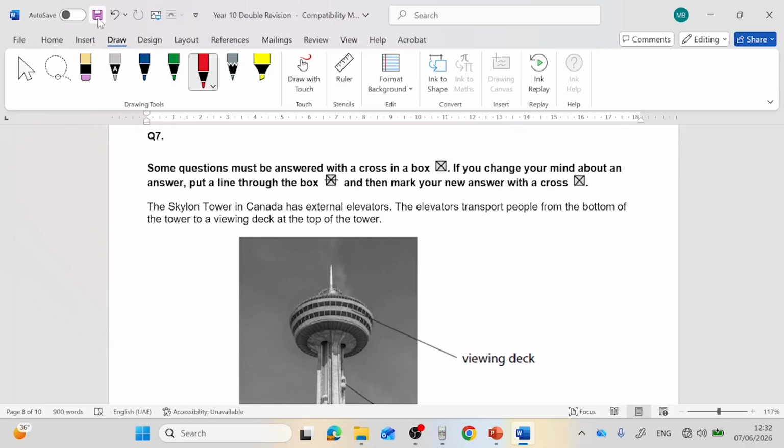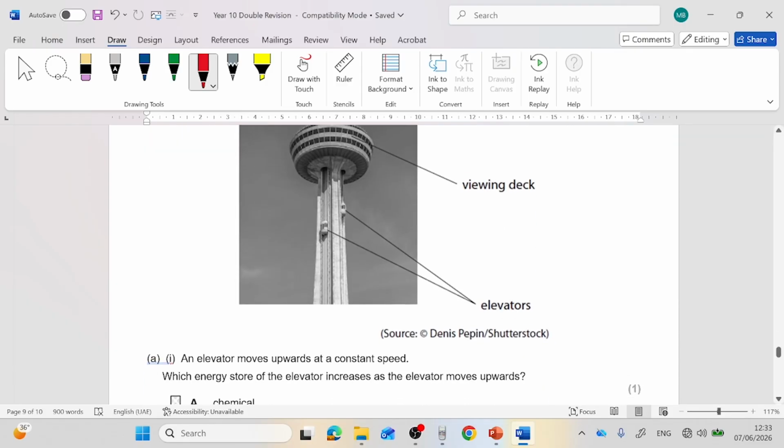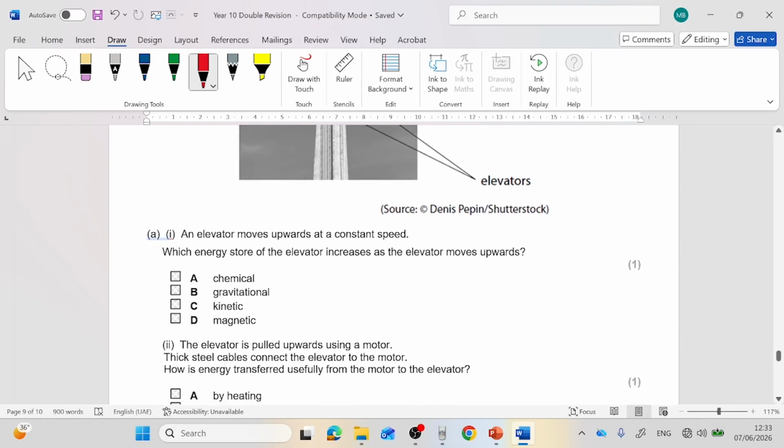Let's move to the final question. Some questions must be answered with a cross, just multiple choice, okay? The Skylon Tower in Canada has external elevators. The elevators transport people from the bottom of the tower to a viewing deck at the top of the tower. So, for question A(i), an elevator moves upward at a constant speed. Constant speed means it's moving with uniform speed, means the acceleration is zero, means the sum of all forces is equal to zero. So this is Newton's first law.